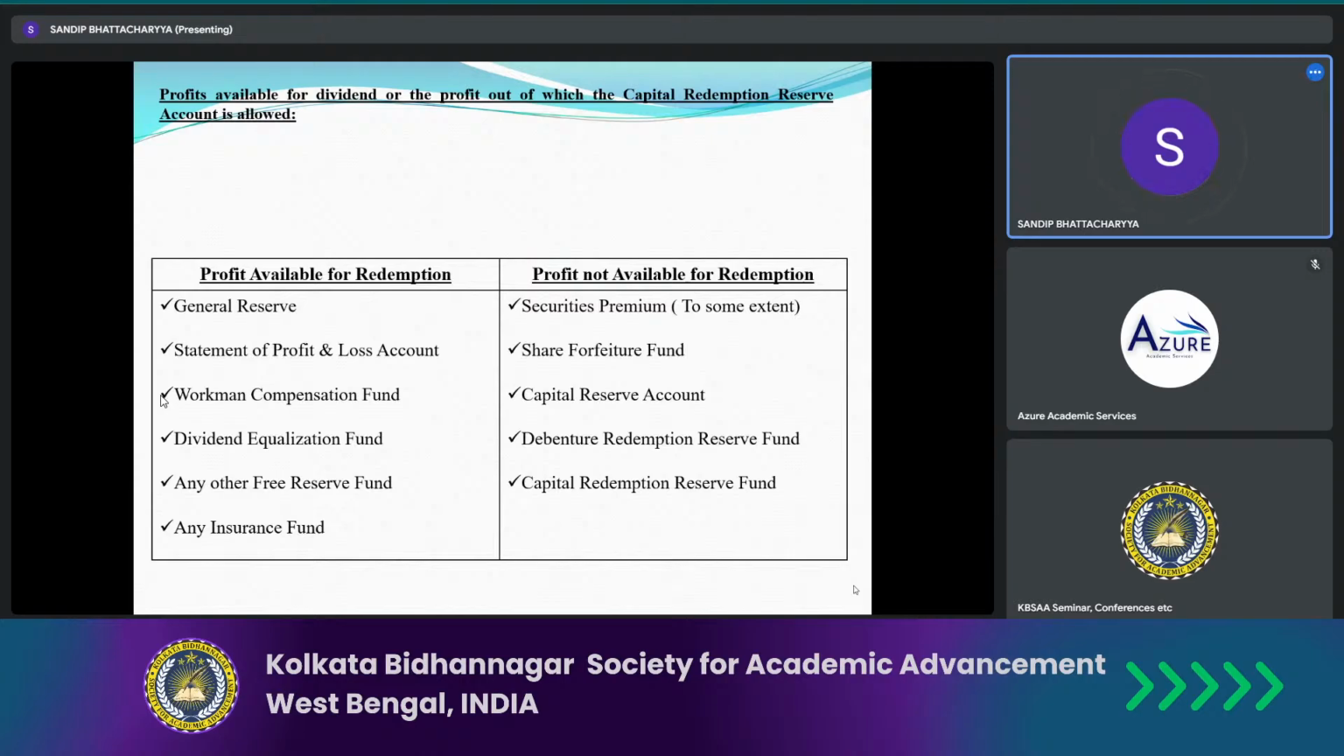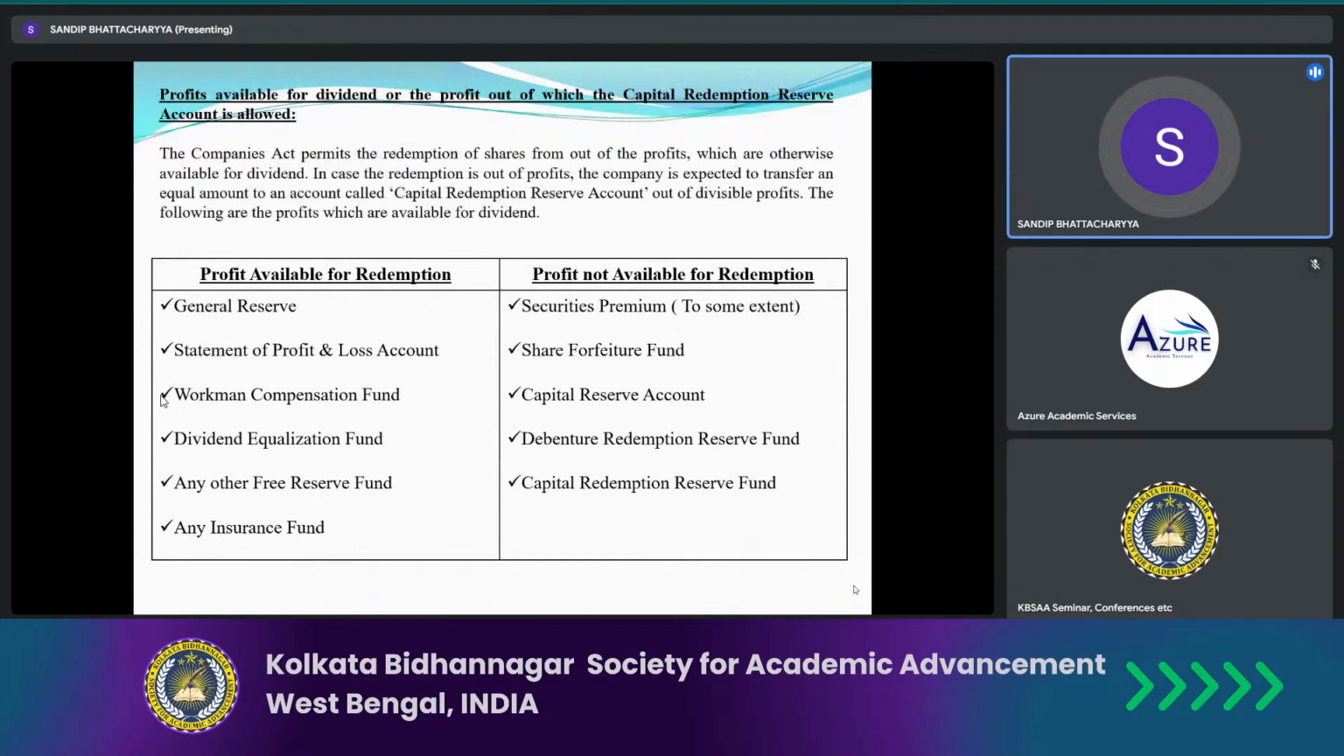So these are the other restricted reserves: the share forfeiture fund, capital reserve fund, debenture redemption reserve, that is called DRR, as well as the capital redemption reserve fund, that is CRR. When I am talking about the Companies Act, it permits redemption out of profit, which I have already mentioned. Otherwise, in case of dividend, if it is out of profit, the transfer of the equal amount goes to the CRR.